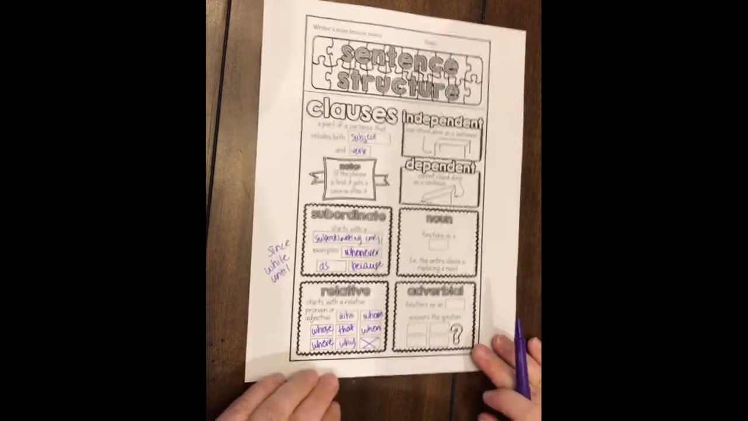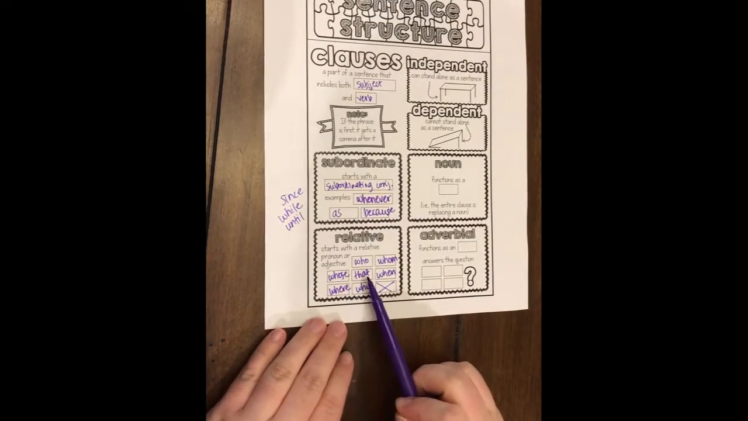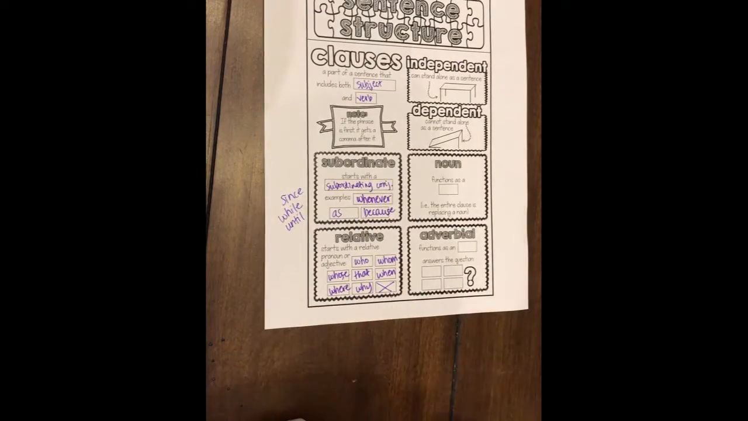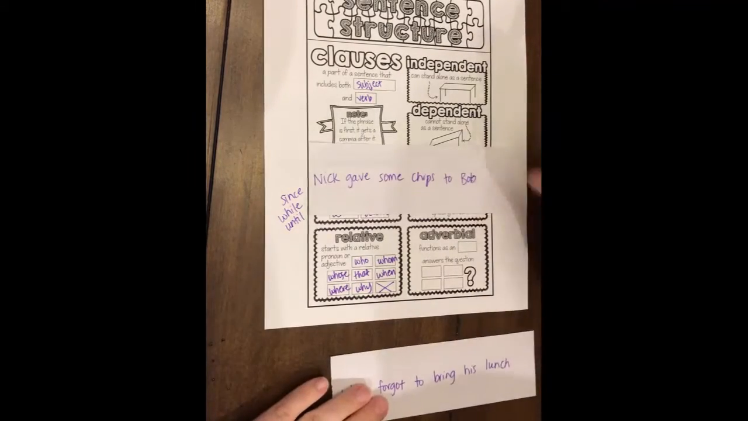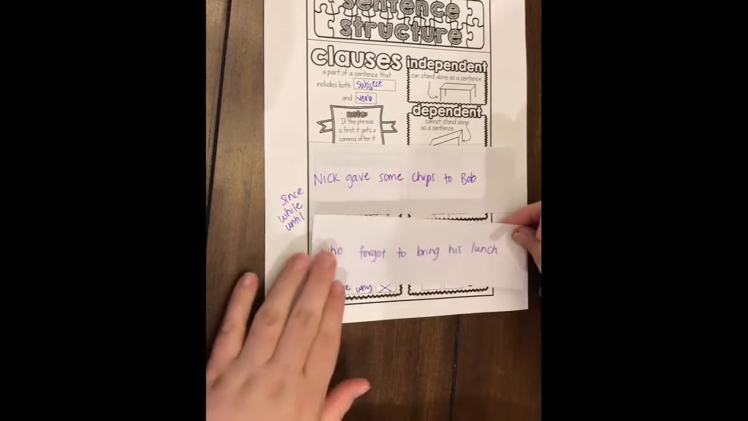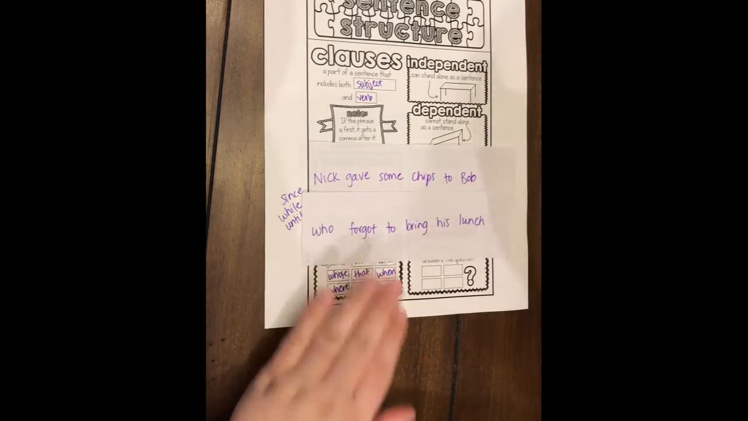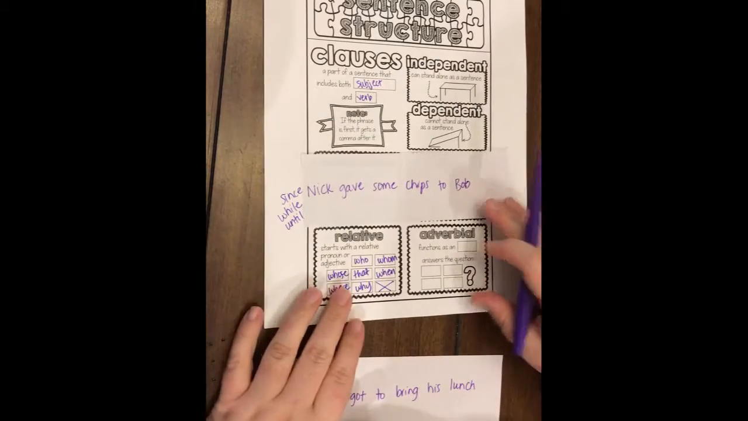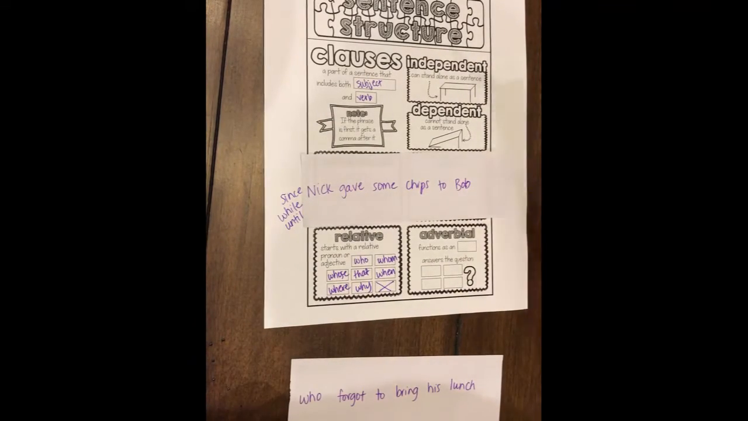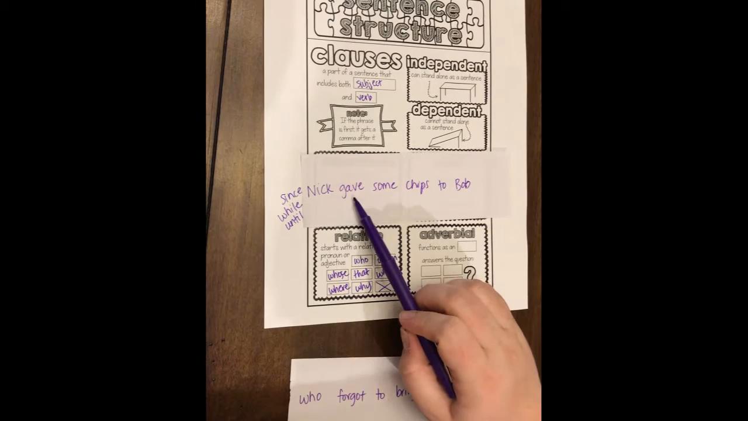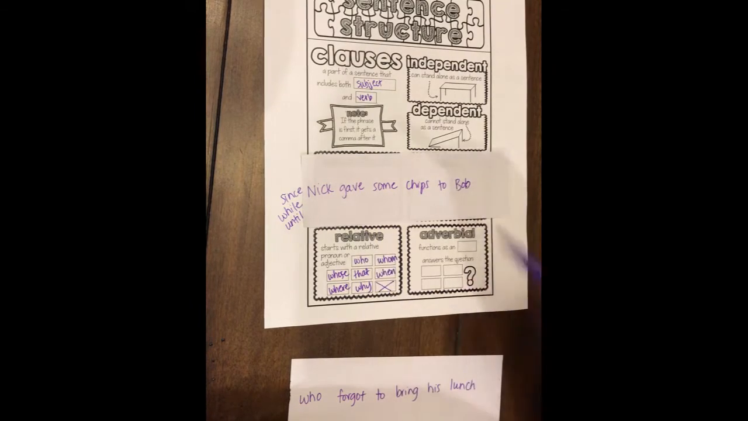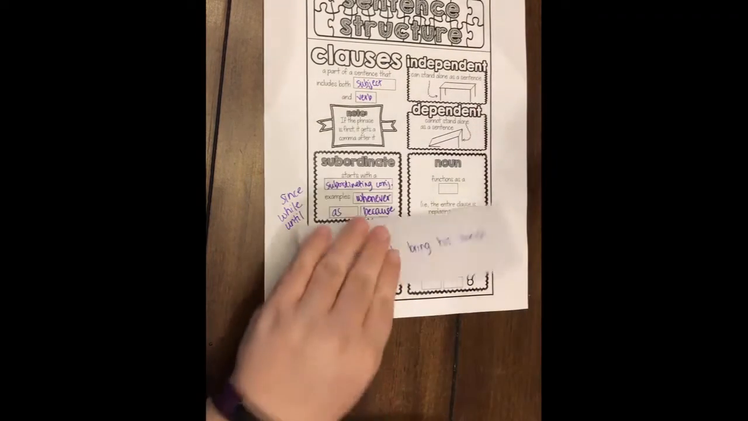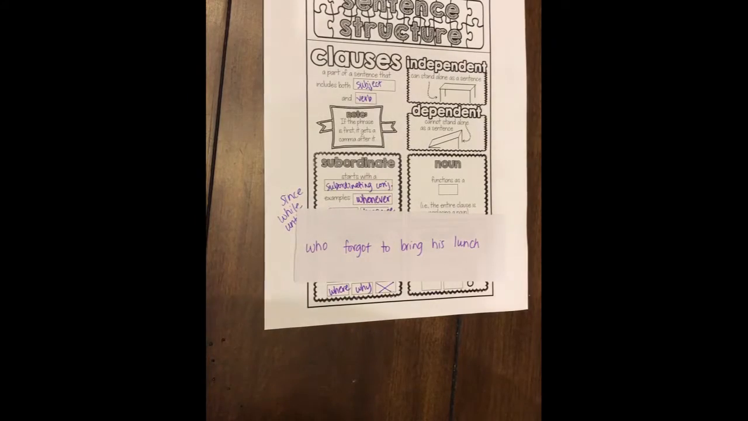Okay, now on to relative clauses. They start with a relative pronoun, such as one of these. An example would be, Nick gave some chips to Bob, who forgot to bring his lunch. So Nick gave some chips to Bob is an independent clause. Nick is the subject, gave is the verb, it's a complete thought. Who forgot to bring his lunch is a dependent clause. It cannot stand alone.